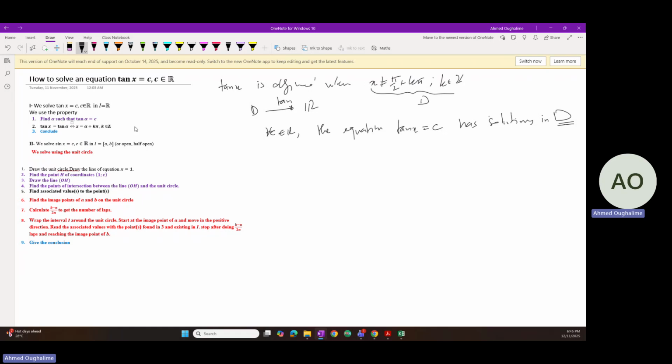Now we either solve the equation in R or we solve it in some interval. If we solve in R, we have to find first an alpha such that tan alpha equal to c. Then we apply the property given here. Then we just give our conclusion.